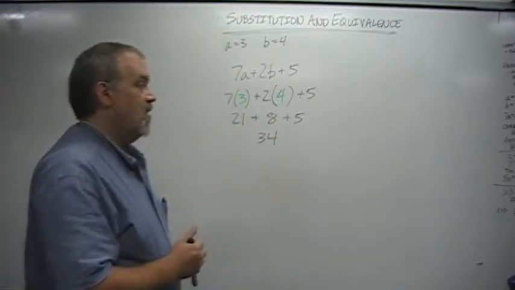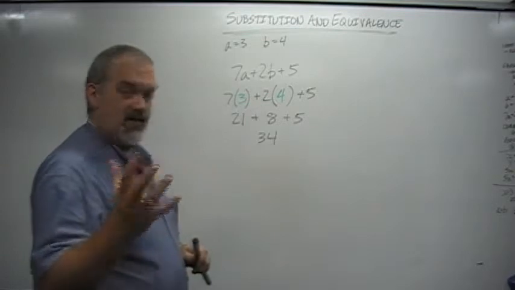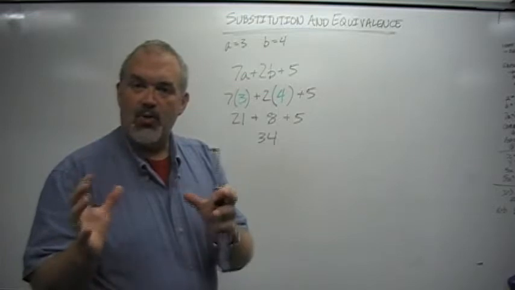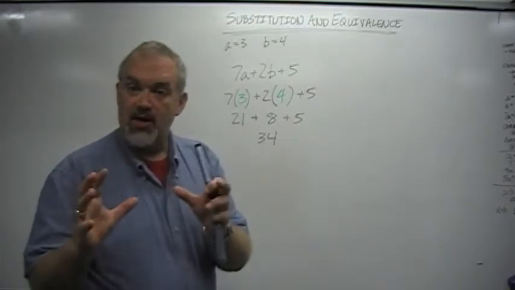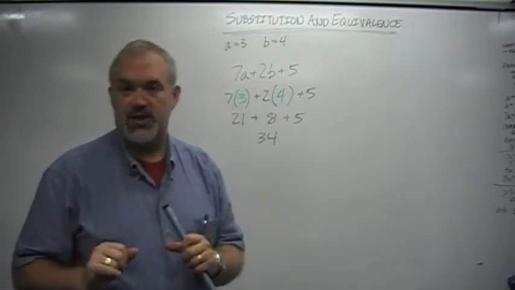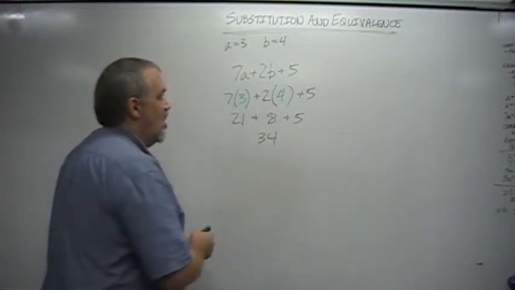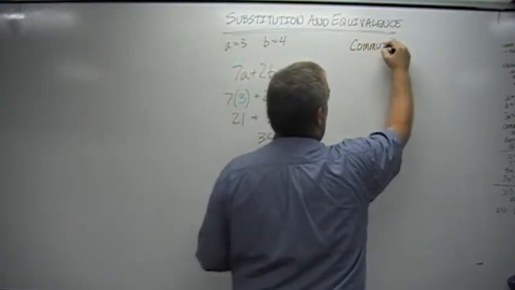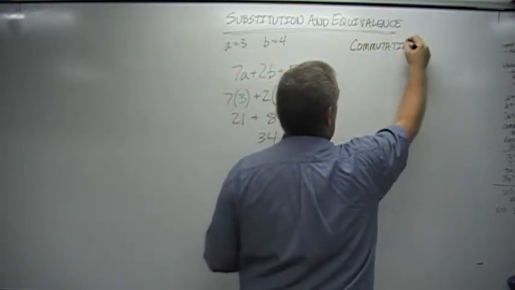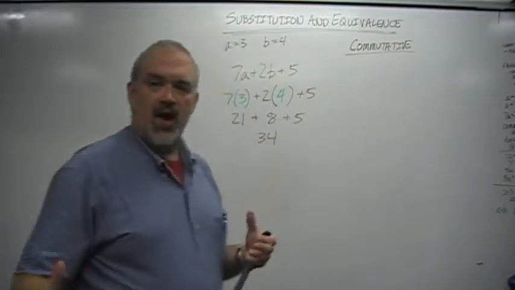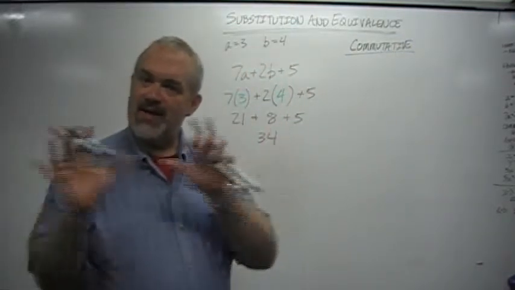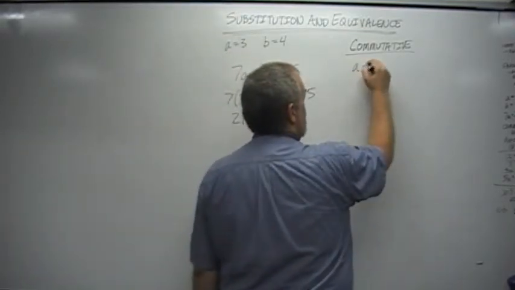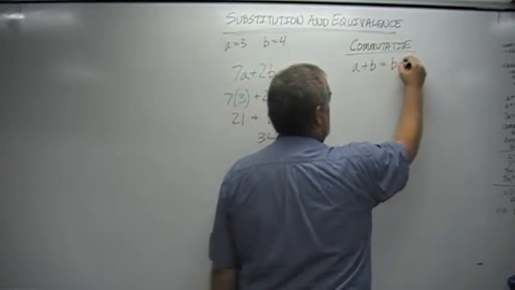Now, we'll come back to equivalence in a second, but there are two mathematical processes or laws that we can use to figure out whether two expressions are equivalent or not. Those are called the commutative law, or the commutative property. The commutative law says that if I add things together, it doesn't matter which order they're in. The law is written this way: a plus b is the same as b plus a.